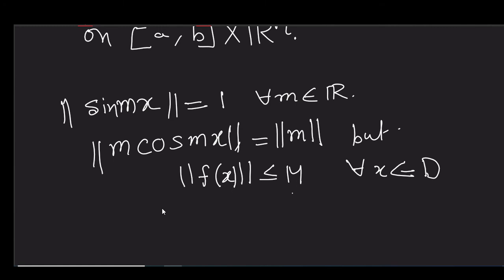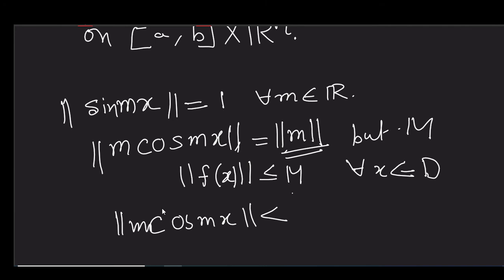So this one, this m cos mx is bounded by mod m, but it is not possible to find any capital M that satisfies that mod m cos mx is upper bounded by capital M for all m belongs to R. Therefore, this function is not uniformly bounded.